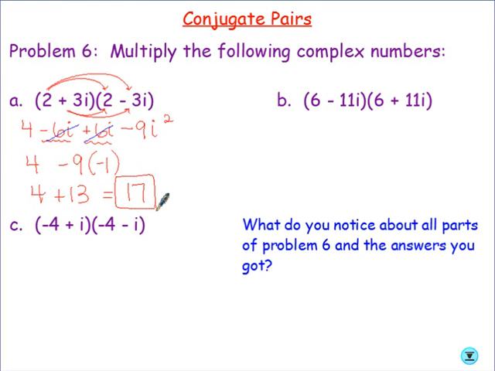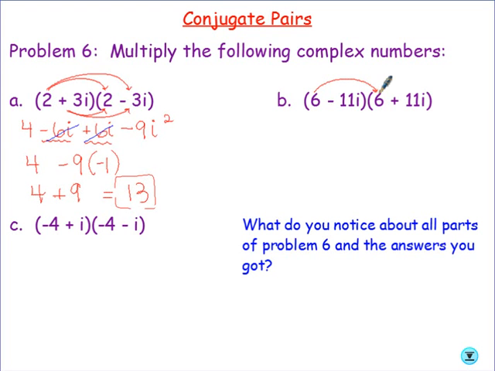Interesting. I'm sorry. I made some major mistakes. I can't do anything in my head. Negative 9 times negative 1 is positive 9. I'm sorry, I was thinking ahead. 4 plus 9 is 13. So, notice there's no i's in that answer. Well, let's look at B.